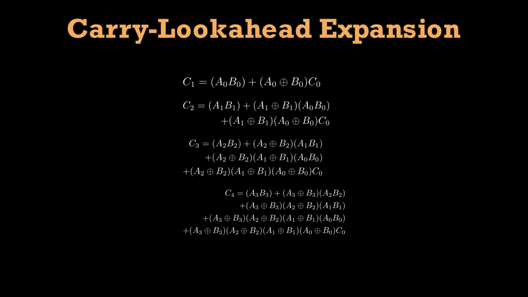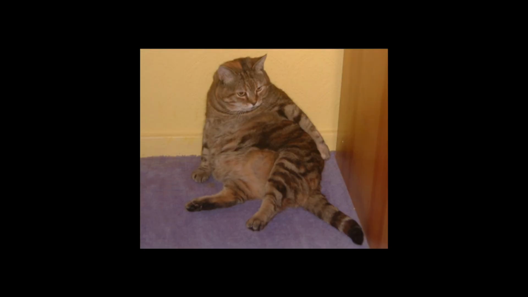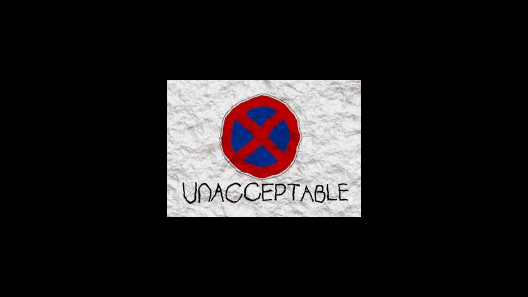CLA is dramatically faster than a ripple carry adder, but look at the equation for C4. It has 5 terms, each getting wider. For a 32-bit adder, C32 would have 33 terms. The AND gates feeding the OR gate would need 33 inputs each. In the real world, very wide gates become impractically slow and expensive.